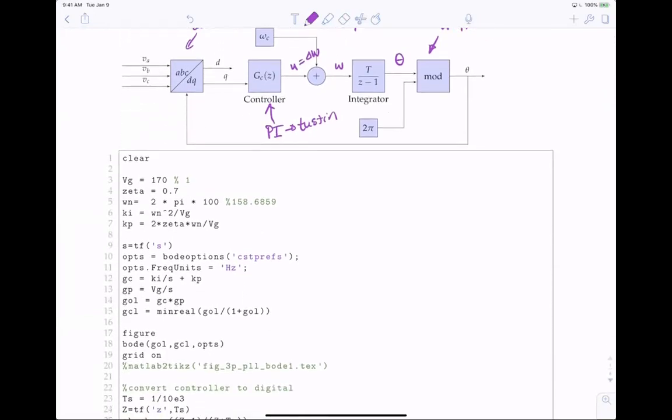Now we're going to have some of the similar code we had in the previous section, but we're going to convert this to Tustin and look at that controller. So we go ahead and clear everything out. We set our voltage, our damping ratio, and our natural frequency, and then we calculate the KI and KP gains based upon that. You could change these, it's scriptable, but these two are our controller gains. So the controller at this point is already designed. Now we just have to convert it.